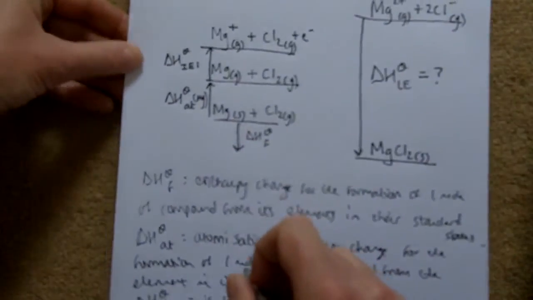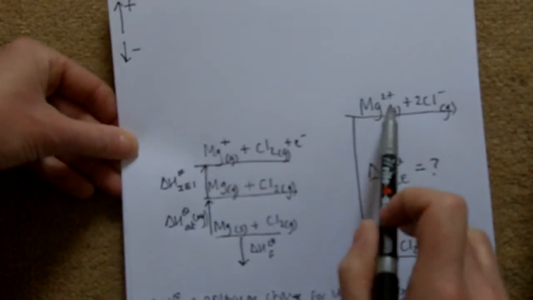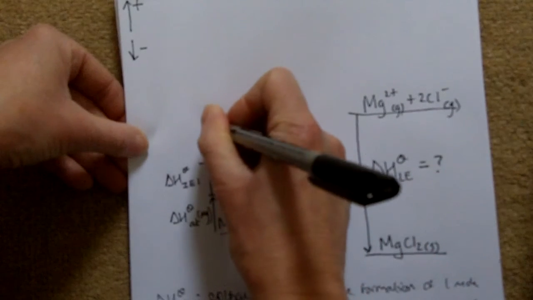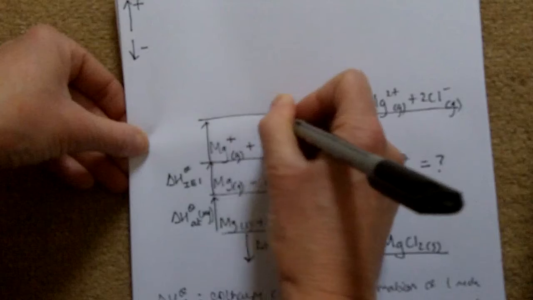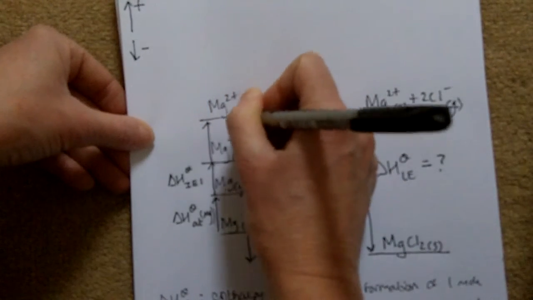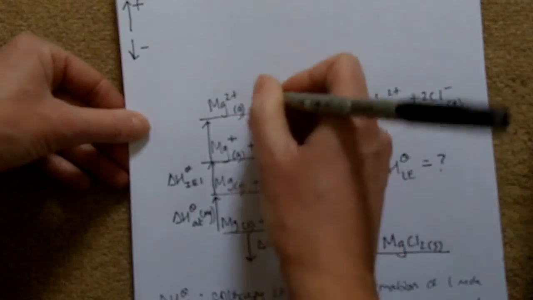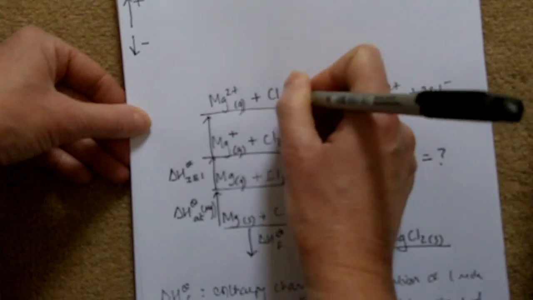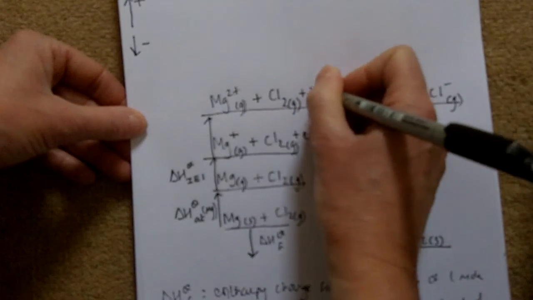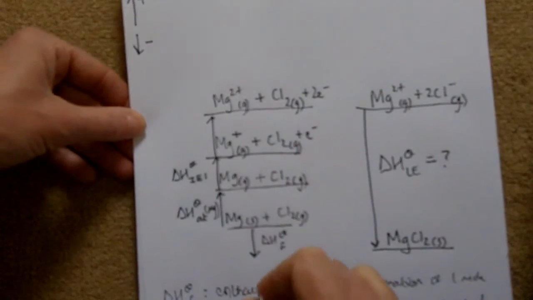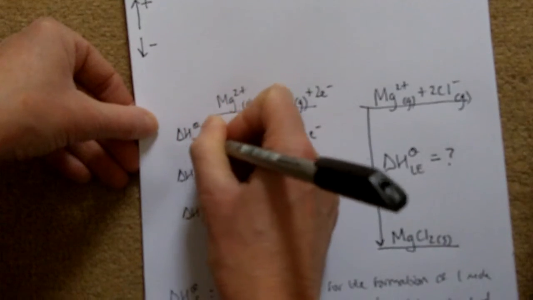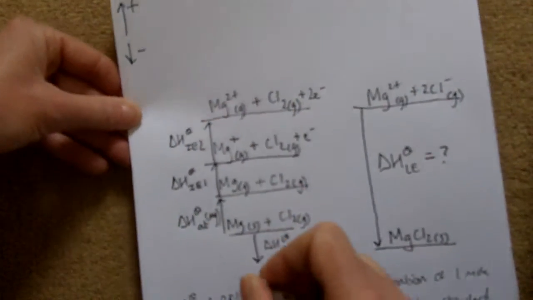First ionization energy. And then can you see we're trying to go to there? So we need to do it again. We need to take another electron. Don't forget your state symbols, you will lose a mark. If you miss one state symbol, you'll lose a mark. Nothing has happened to the chlorine. 2 electrons now, because we've removed 2 electrons. So that's the second ionization energy, IE2.